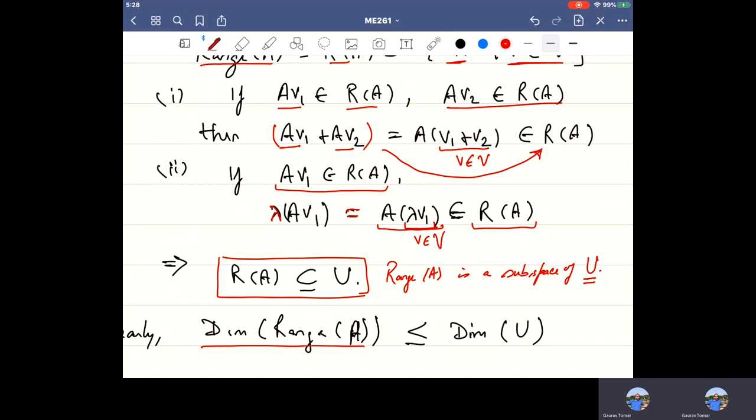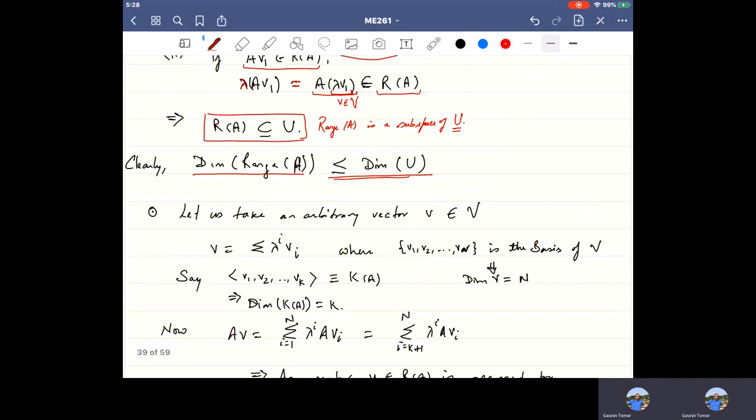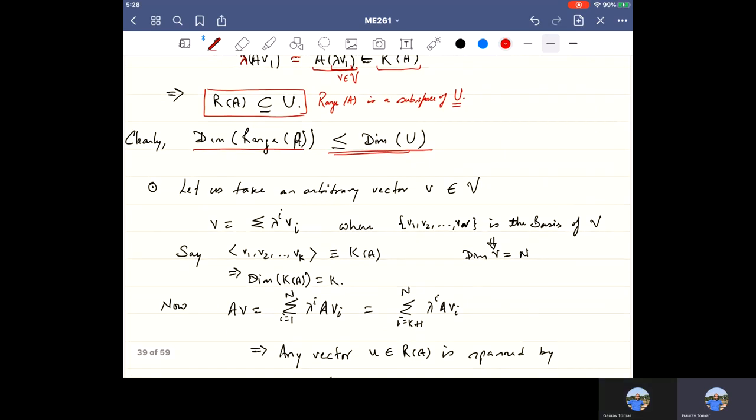The dimension of the range of A, as you can guess, because it's a subspace of U, will always be less than or equal to the dimension of U. Okay. Now what we do is, let's take an arbitrary vector. Let's call this vector V, which belongs to the vector space V.